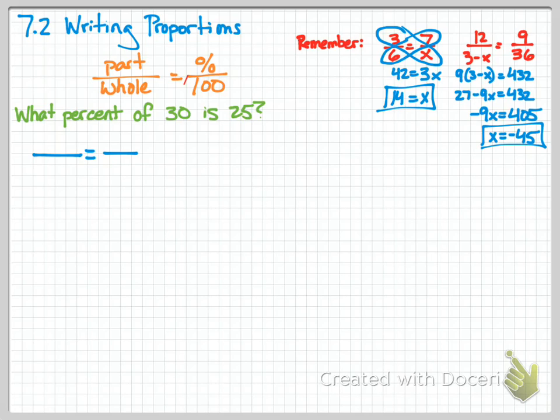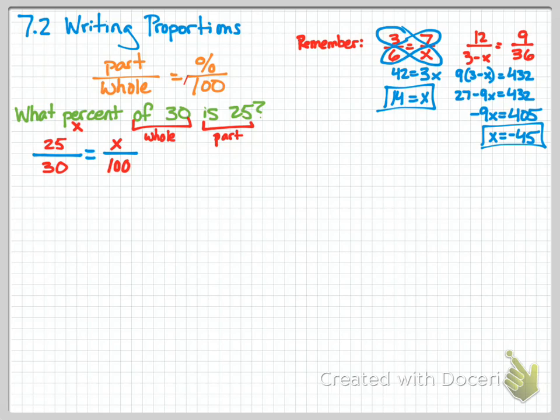So first things first, we're trying to figure out what percent. So that means the percent is the variable. Well, we know it's a percent out of 100. The 100 is always going to be there. It's always going to be 100. So it's a percent value. In this case, it's x, because that's what we're trying to find. The what question is the variable out of 100.